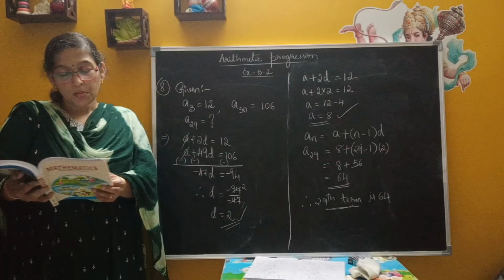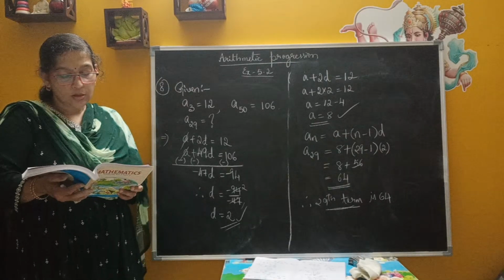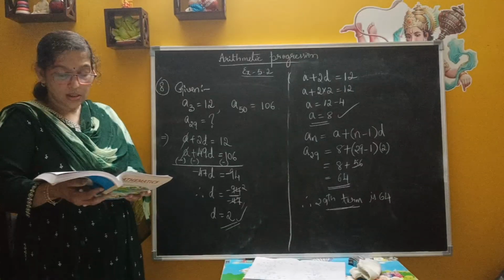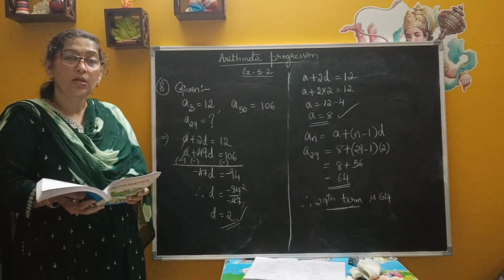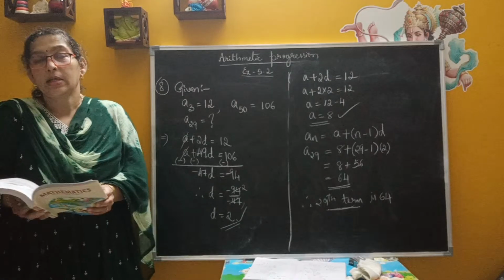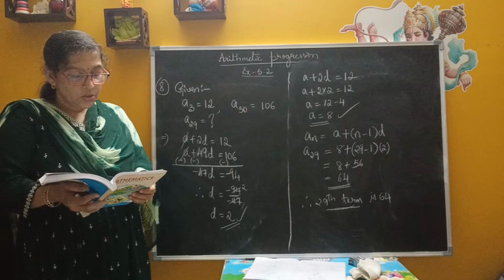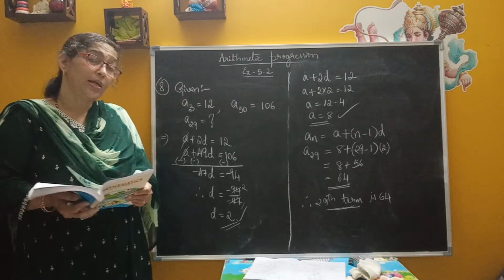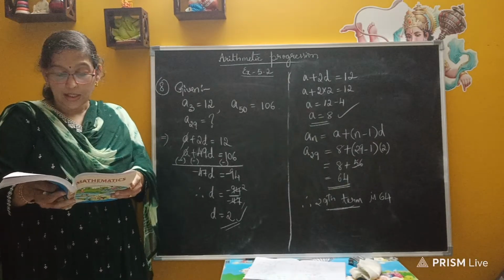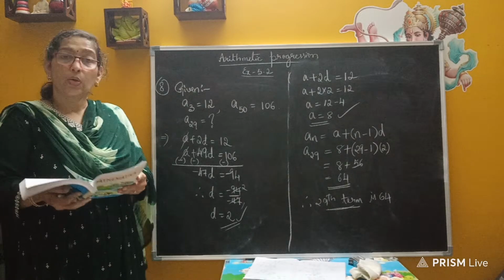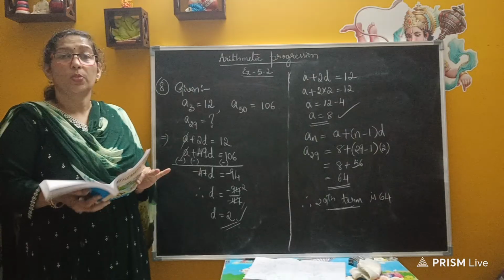In this 9th problem, A3 is given, A9 is given. Using them, first you find the value of A and D. Then take the nth term as 0, substitute the values of A and D, and find the value of n. It is just like the 6th problem. Here you will get a number, because they have given that the term is 0. It is not asked to check, but the problem is similar.